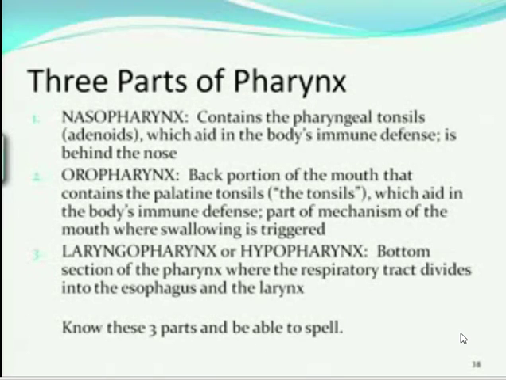So, nasopharynx is the most superior. It's got the pharyngeal tonsils, your adenoids, and it's right back behind the nose, so nasopharynx. The oropharynx is the part of the throat back by the mouth, and it's got the palatine tonsils, which we just call tonsils. So adenoids are the pharyngeal tonsils. Palatine tonsils, back by the palate, are just tonsils. And also part of the immune system.